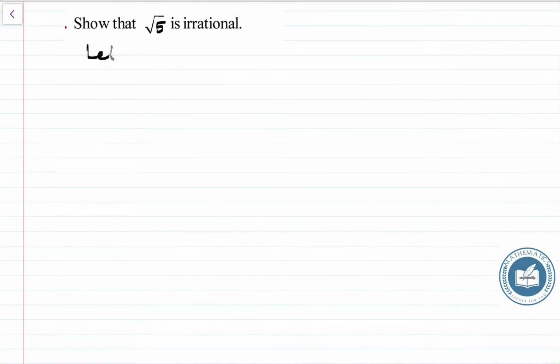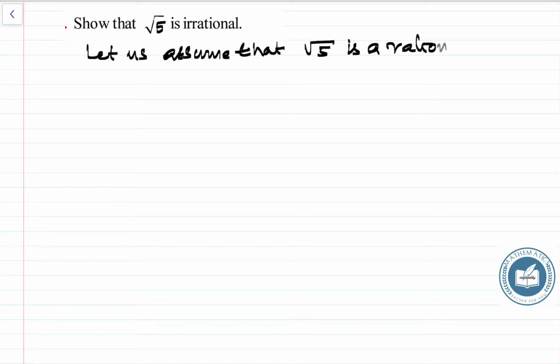Let us assume that root 5 is a rational number. It is a rational number. We can write it in the form of a by b or p by q. So here we can write root 5 equal to a upon b.